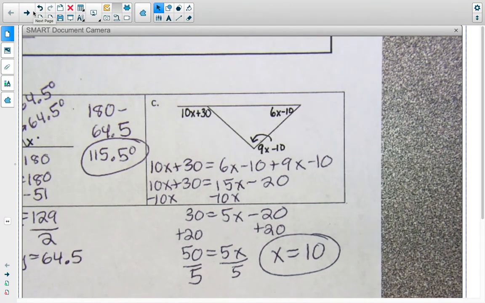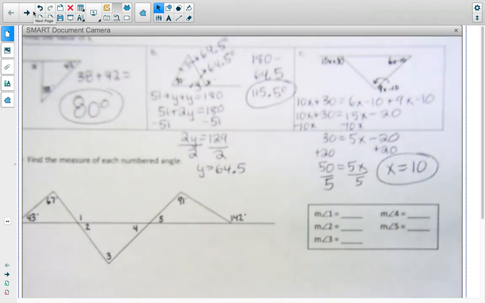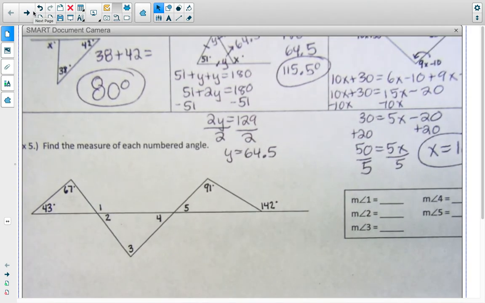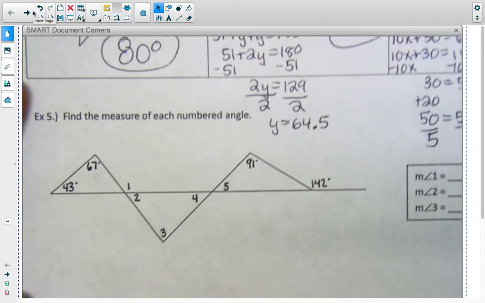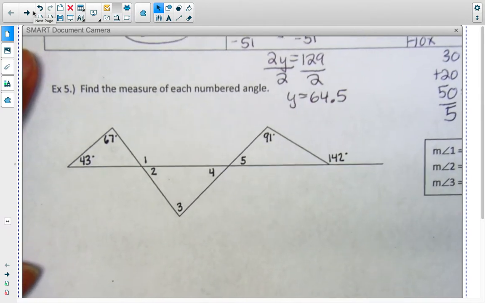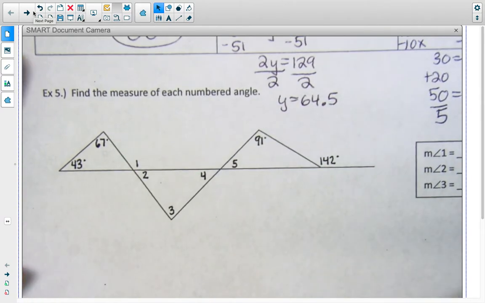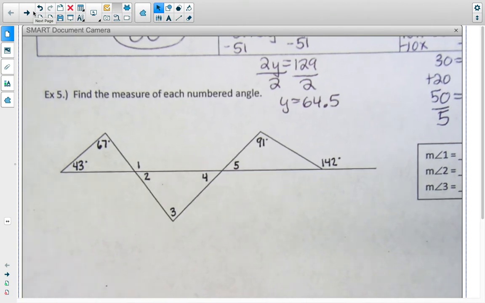So we used the fact that the measure of an exterior angle of a triangle is equal to the sum of the remote interior angles. That's what we used. And let's take a look at one more. Take a look at this wonderful masterpiece that we got down here. Example 5. Okay, find the measure of each numbered angle.